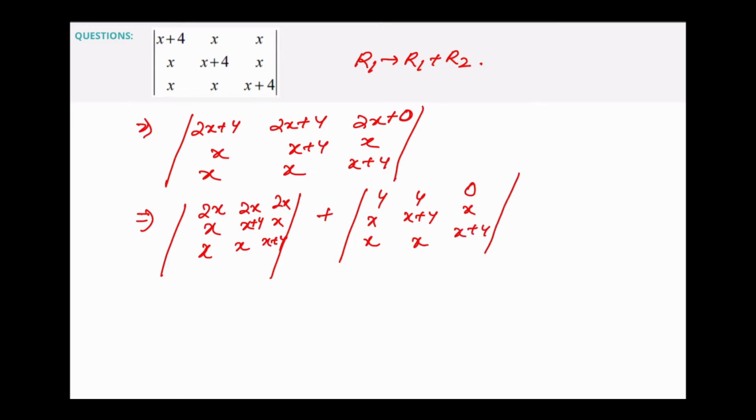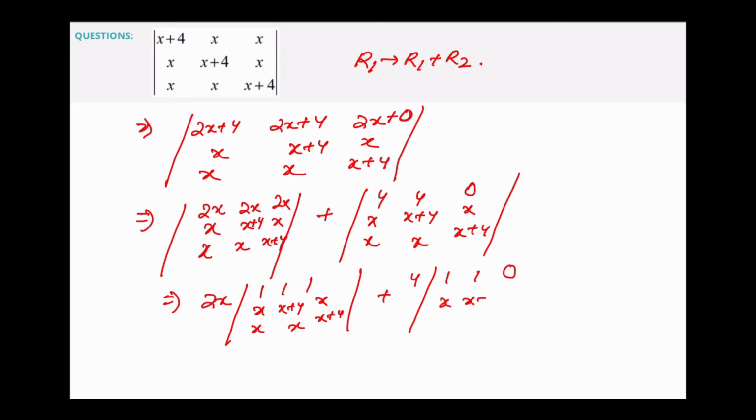Correct. Now what you can see, student, we got a very simple form. Now what you have to do? See, in the first one, you'll be able to take easily 2x common. So take 2x out. Correct. So the moment you took 2x out, 1, x plus 4, x plus 4. Correct. Now here you can take 4 out. So 1, 0, x plus 4, x plus 4.